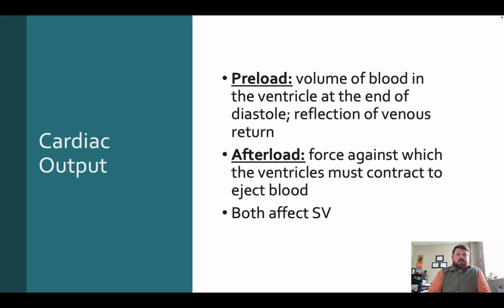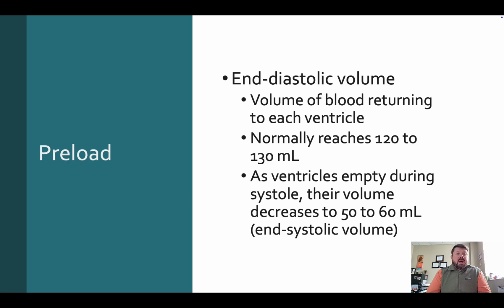Now, afterload, you would think might have to do with volume, but it doesn't. It actually has to do with force or pressure. So afterload is the force against which the ventricles must contract to eject blood. End diastolic volume, or preload, is the volume of blood returning to each ventricle. So the volume of blood that's going to be available for contraction. If you have less preload, then you're going to have less volume going out. What goes in goes out. What doesn't go in doesn't go out.